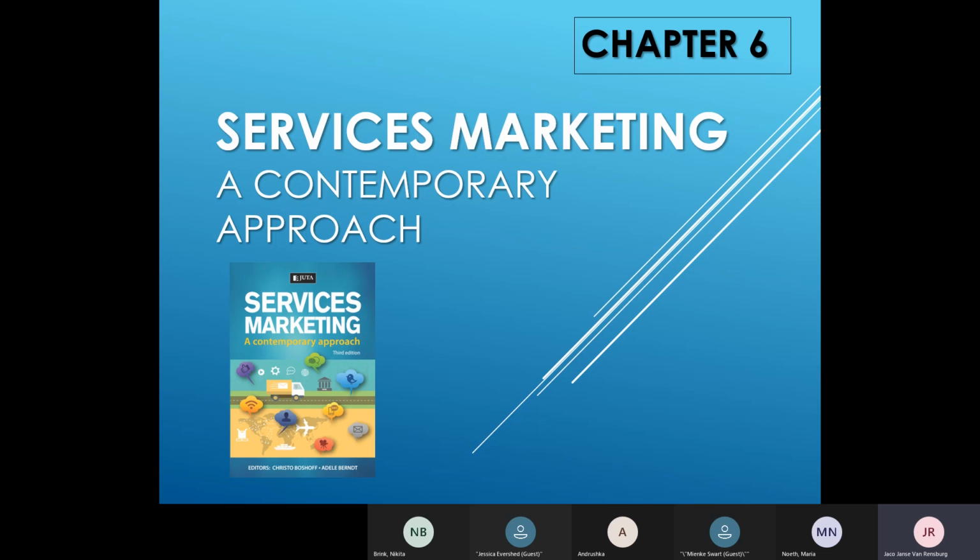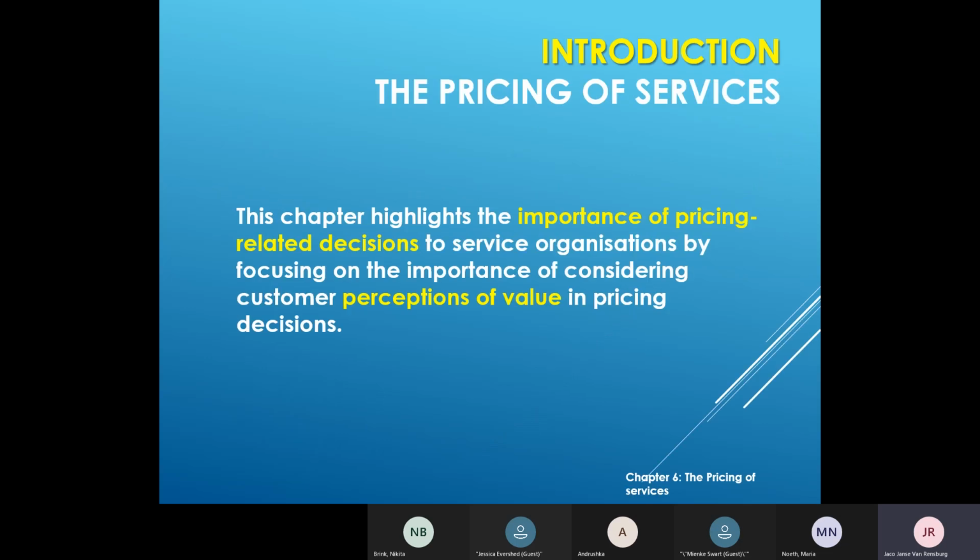But let's go to chapter 6. And chapter 6, people, is actually not a bad chapter. It's an easy chapter. As a matter of fact, we can easily finish it in one session, because there's no extremely difficult concepts that we have to grasp. It's basically the backbone of this chapter is around how do we price a service. It's quite simple.